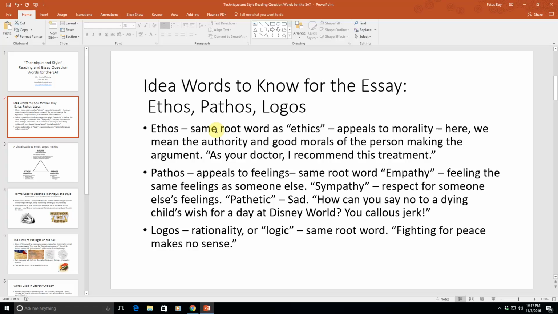So you could say something like, how can you say no to a dying child's wish for a day at Disney World, you callous jerk? That would be pathos. It's an appeal to feelings. What an awful human being you are if you don't feel this.